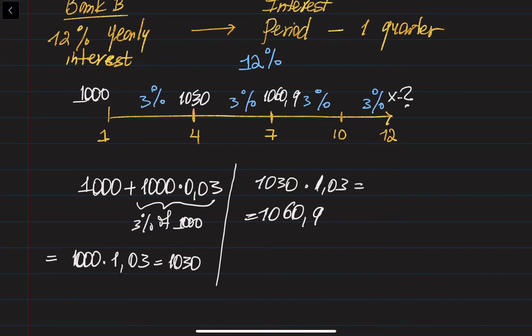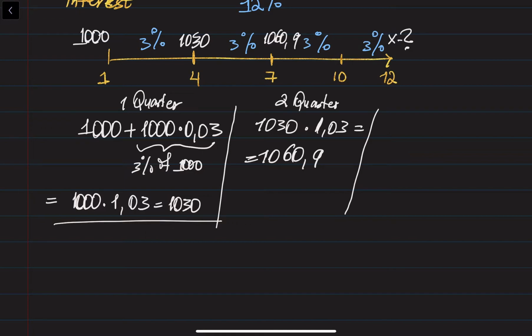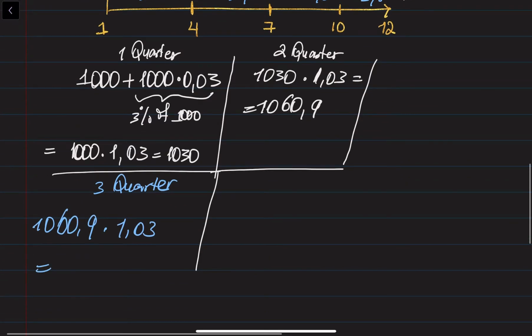So now, after 3 more months, we need to deposit this money. So this is the first quarter, the second quarter. Then we need to calculate this for the third quarter. So I'm going to multiply 1,060.9 by an additional 1.03, right? I'm going to get my money back plus the 3%. So let's multiply this by 1.03. It is going to be equal to 1,092.72, roughly.